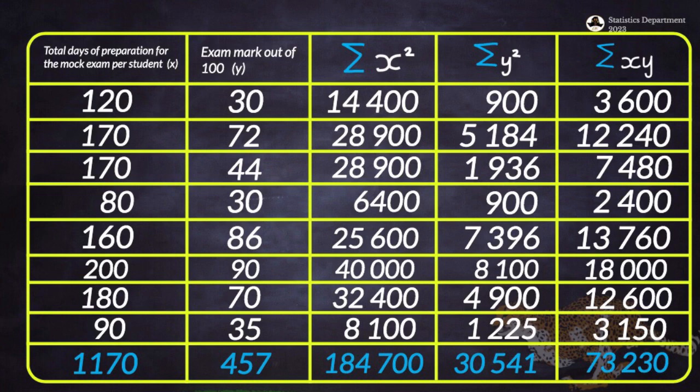So what you're going to be doing is adding. We're going to have the sum of x squared, which is another variable that we're going to need. We're going to need the sum of y squared, and we're going to need the sum of the product of x and y.